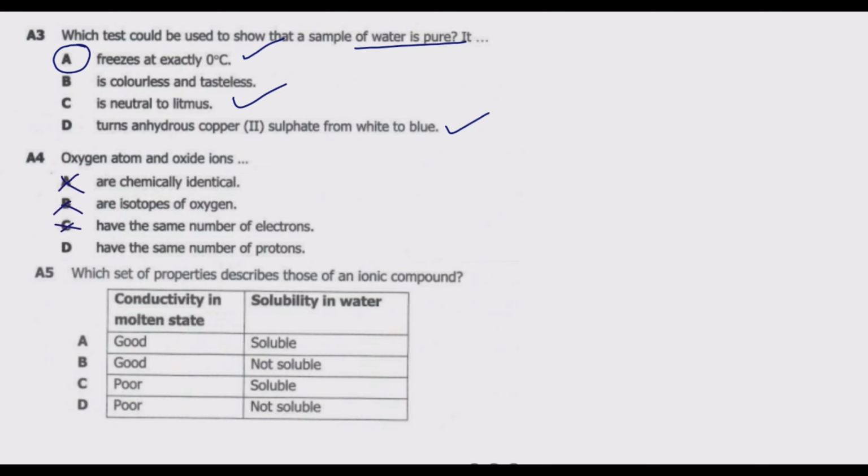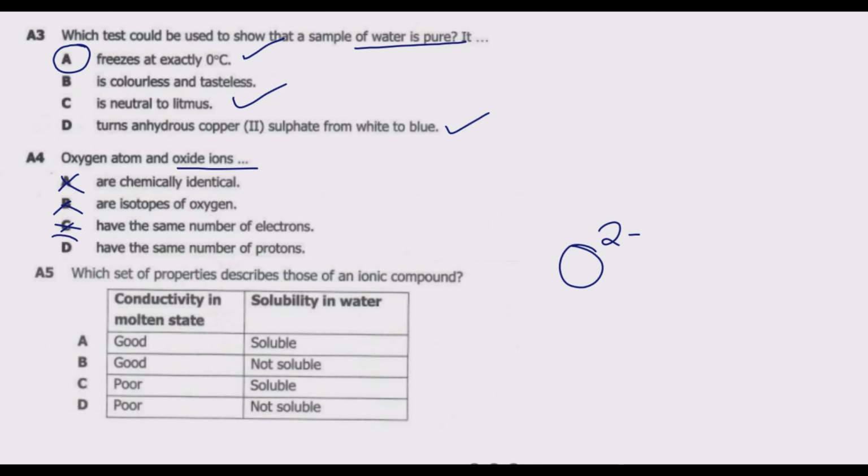Why? Because what you notice here is the oxide ion has a charge of 2 minus, meaning it has gained 2 extra electrons to complete the outer shell. Then D, have the same number of protons. Yes, the number of protons, the atomic number, remains the same despite it getting 2 additional electrons to complete the outer shell, which makes it an oxide.